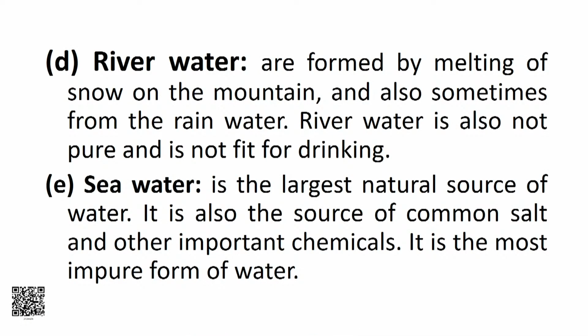The next source of water is river water, which is formed by the melting of snow on the mountains and also sometimes from rainwater. River water is also not pure and is not fit for drinking. Sea water, or ocean water, is the largest natural source of water, and it is also the source of common salt and other important chemicals, because in sea water there are many chemicals or elements found, and it is the most impure form of water.